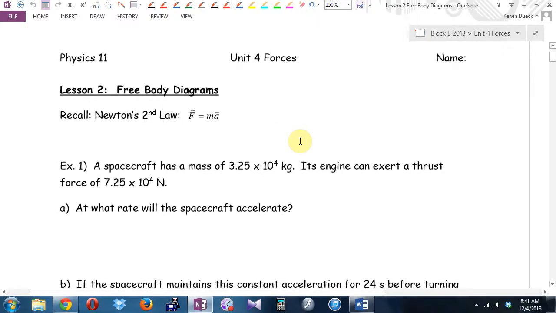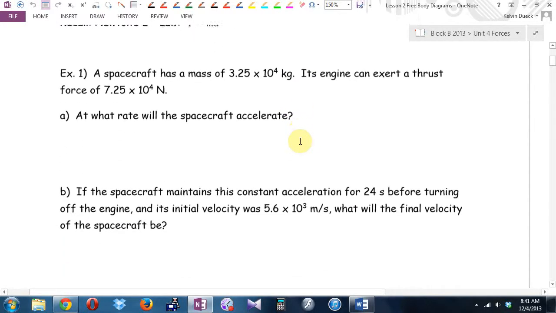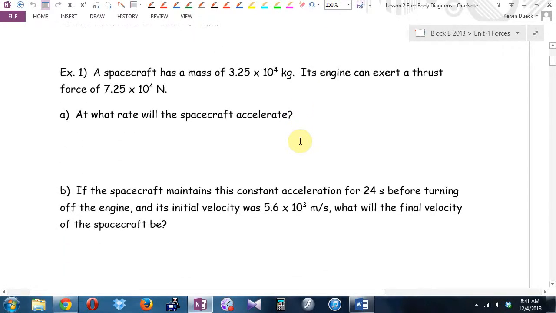Recall, though, I said Newton's second law, really the main equation for this whole unit, F equals ma. So what's some stuff that we can do? Example 1: a spacecraft has a mass of 3.25 times 10 to the 4th kilograms. Its engine can exert a thrust force of 7.25 times 10 to the 4th newtons. At what rate will the spacecraft accelerate? Okay, what does this question want me to find? It wants me to find the acceleration. I'll write down a equals question mark.